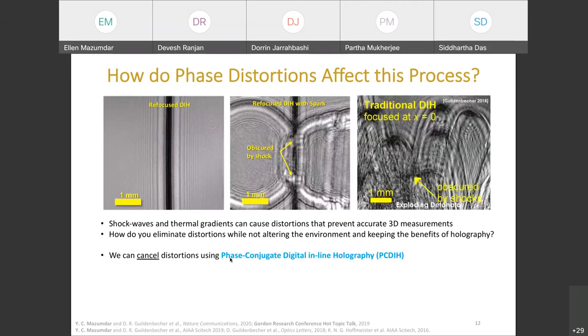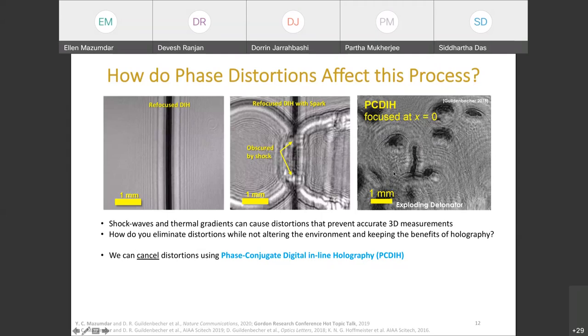As a quick introduction, this is a traditional holography image, or digital inline hologram image, DIH, of a bunch of particles that have been launched into the air at about Mach 6 to Mach 8. And so they have these nice shock waves. But there's a particle in the middle here that you can't see because the shock waves have obscured it.